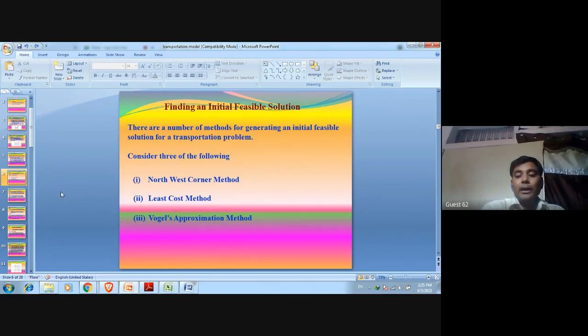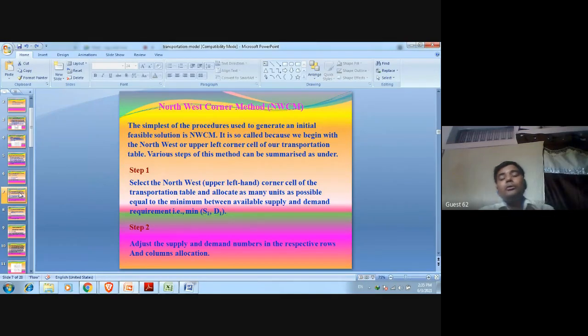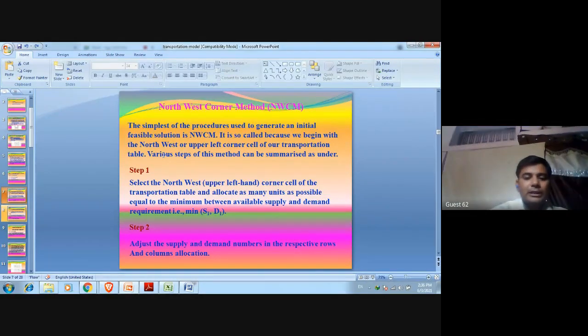Okay, now let us see the northwest corner rule. हम इसको सॉल्व कैसे करेंगे? The simplest of the procedures used to generate an initial feasible solution is NWCM. It is so called because we begin with the northwest or upper left corner cell of our transportation table. Various steps of this method can be summarized as under. Okay, now this is the simplest method, ये हमारा सबसे सिंपल है.